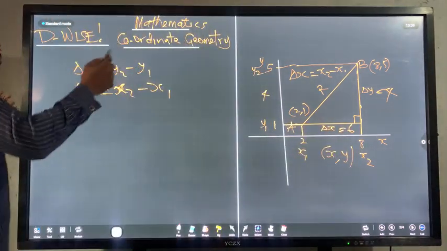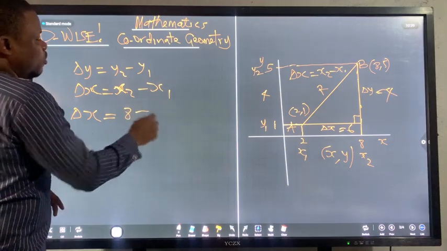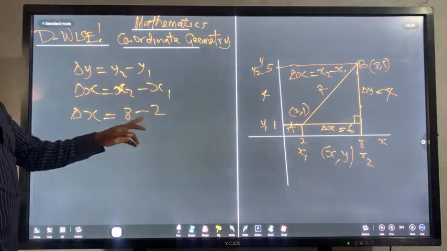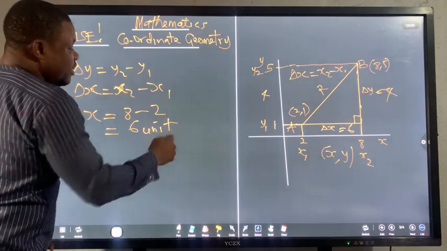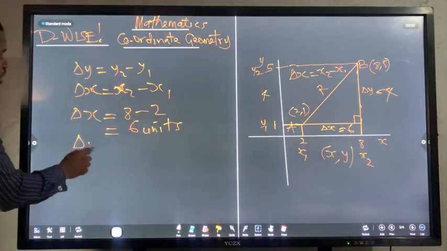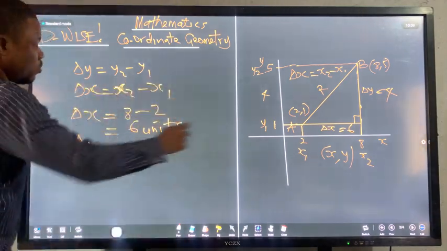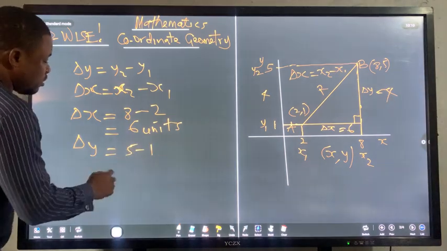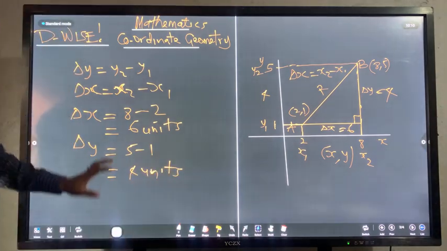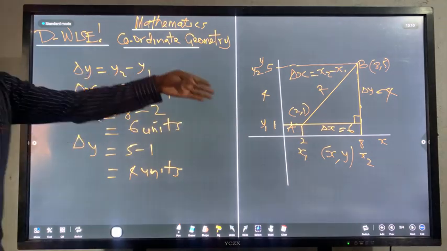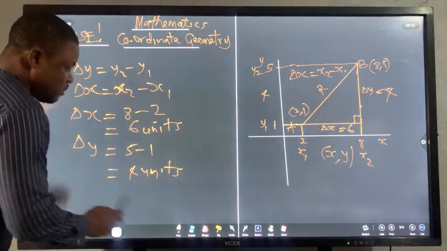But let's just do it to fulfill our righteousness. Change in x is going to be 8 minus 2. This is my x2, this is my x1. So at the end of the day, I get 6. That's 6 units, whatever the unit will be. Therefore, change in y is going to be y2 minus y1. y2 is 5, y1 is 1. So I have 5 minus 1. That'll be 4 units. So I have 6 units for change in x, and then 4 units for change in y. That has been established.